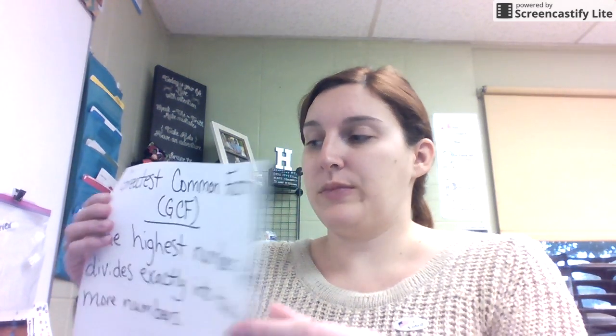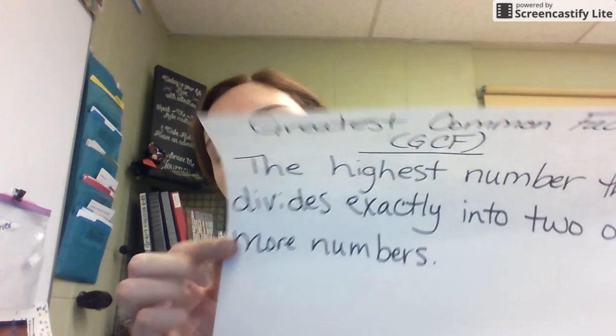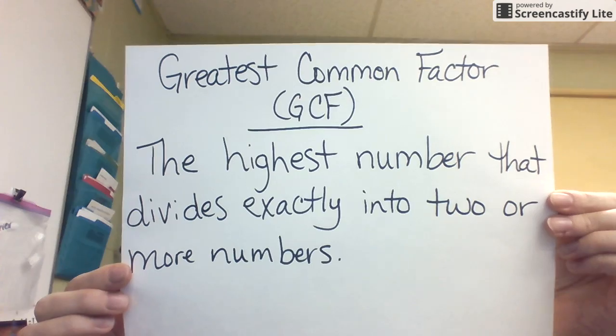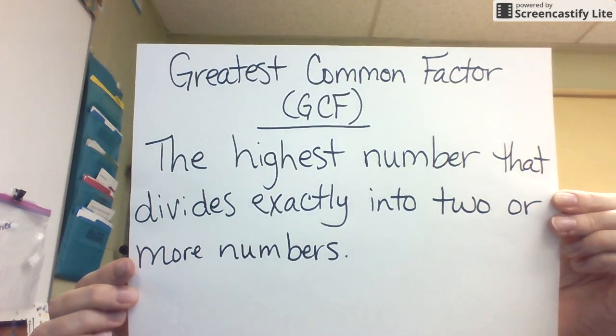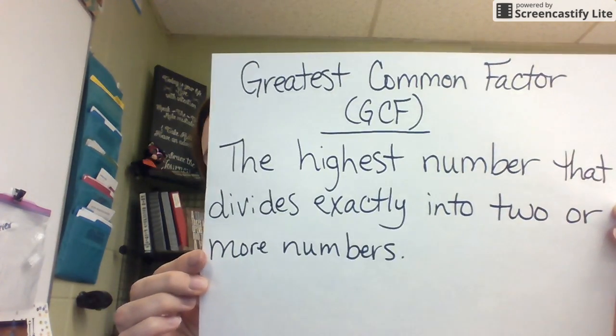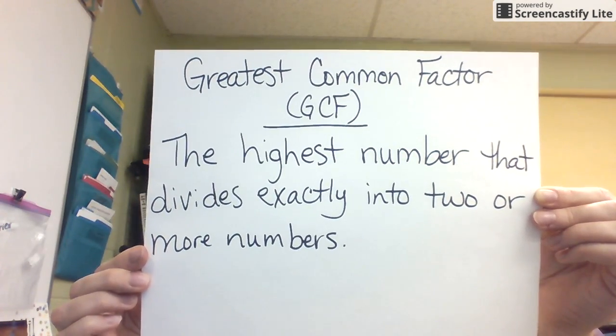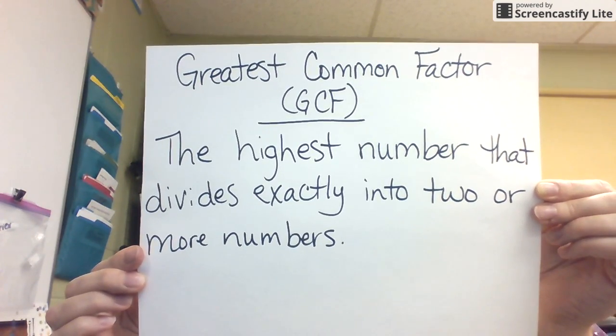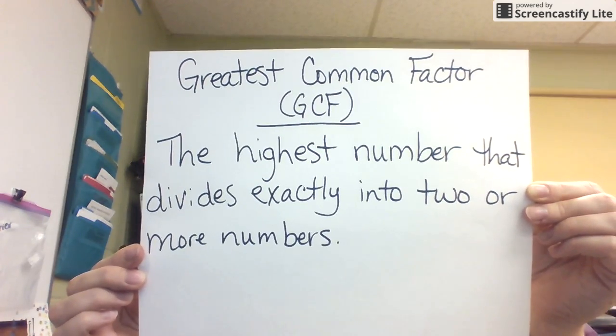I want to talk to you guys a little bit about greatest common factor and least common multiple. So, greatest common factor is the highest number that divides exactly into two or more numbers. It's sort of like prime numbers, but it's the biggest number that fits into two or more numbers.